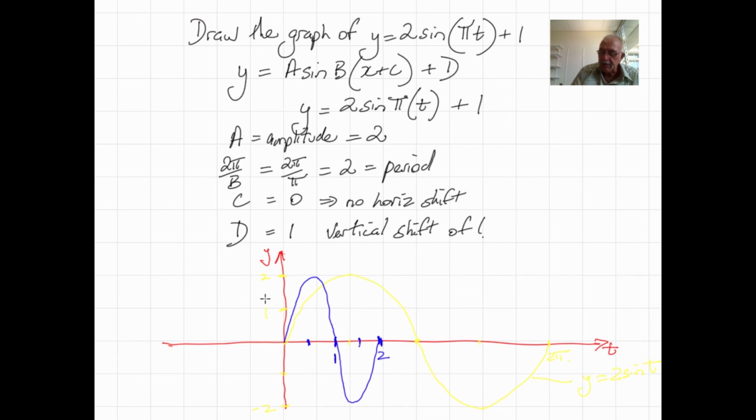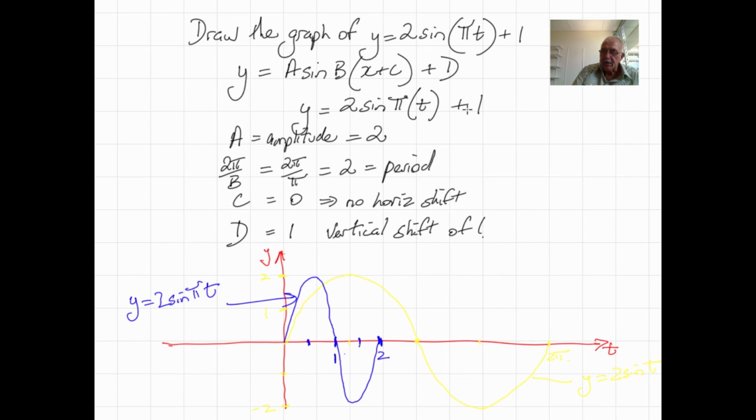It will go, so the blue graph is y equals 2 sine of pi t. So period is equal to 2. So I've taken the effect of the A and the B now, and we get that graph. So that's what's happened there.